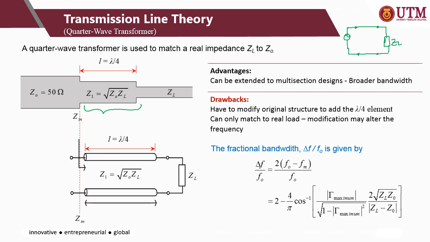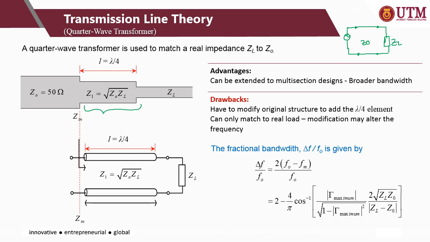We have seen earlier how to match ZL to Z0, the transmission line characteristic impedance. To match ZL to Z0, we can use the stub matching technique. We can also use the impedance matching or L section matching techniques. And now we are going to look at another technique that can be used to match Z0 to ZL, by the inclusion of an additional element with a length of lambda over 4.